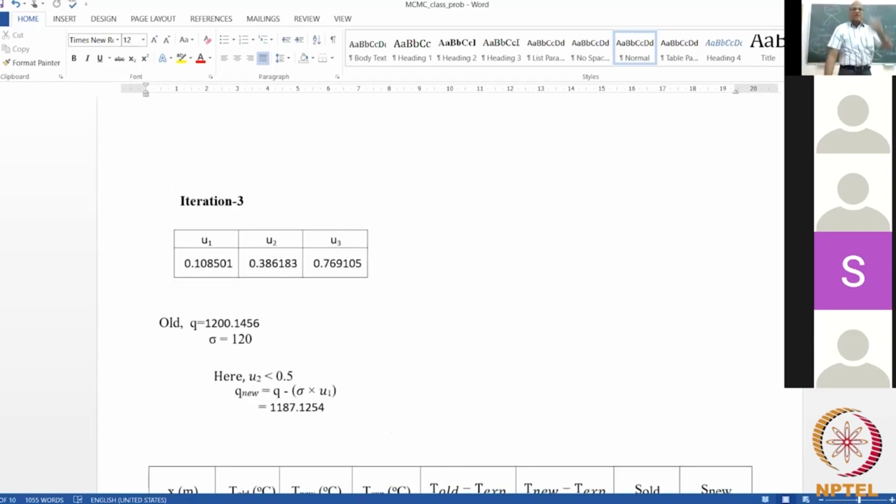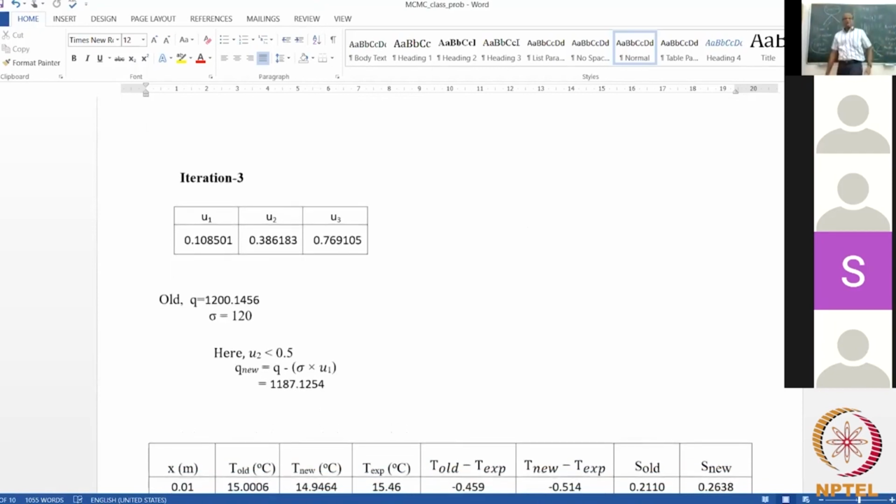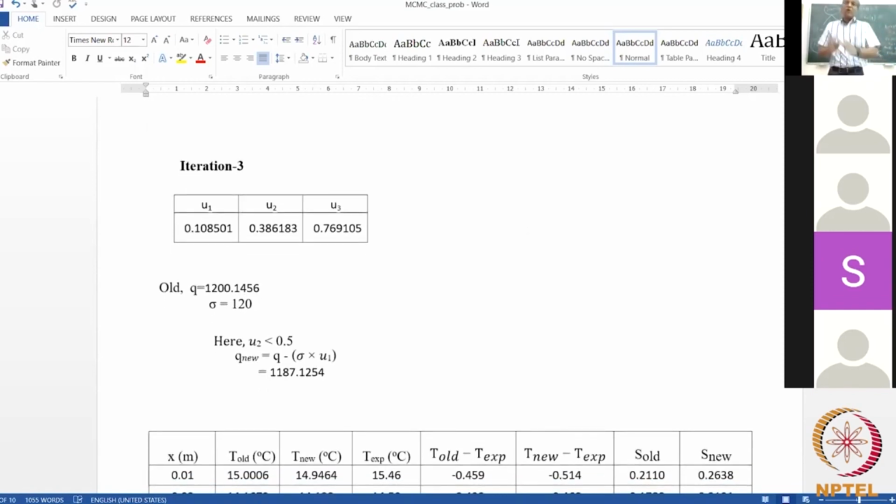Okay, iteration number 3. Get the new set of random numbers. Please note that U1 is the first column, U2 is the second column, U3 is the third column. Just keep it fixed. You can go up and down, but you don't go horizontally, because the three things U1, U2, U3 are separate things. You're taking separate decisions based on these. Now, the current value is 1200, sigma is 120.